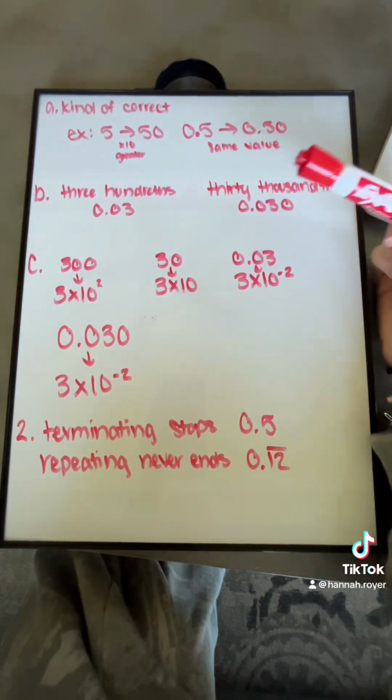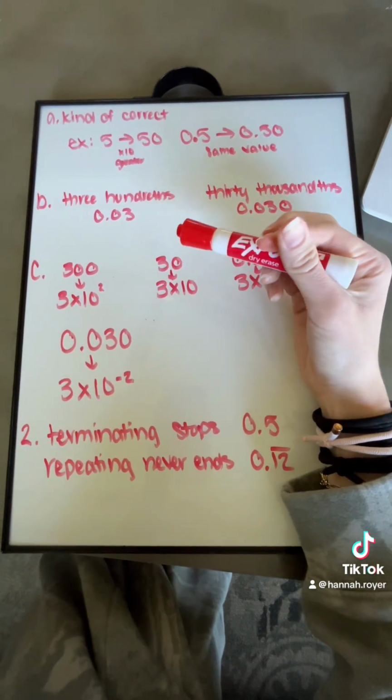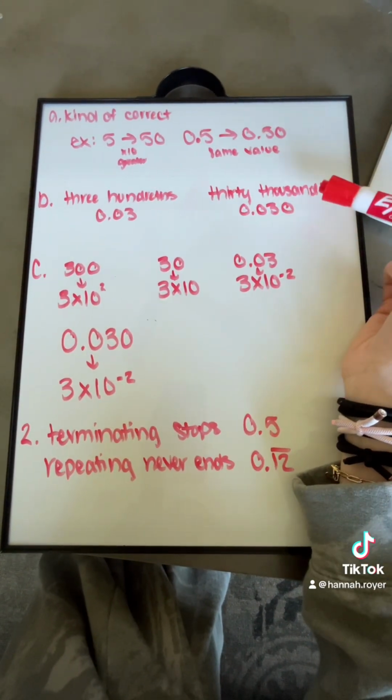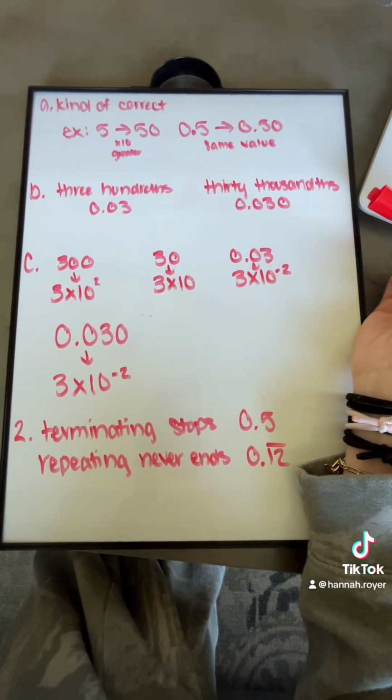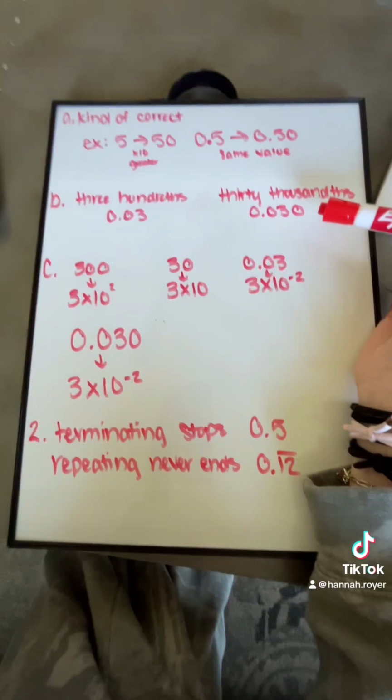And then for B, 0.03 would be 3 hundredths, and then 0.030 would be 30 thousandths because of that extra 0.